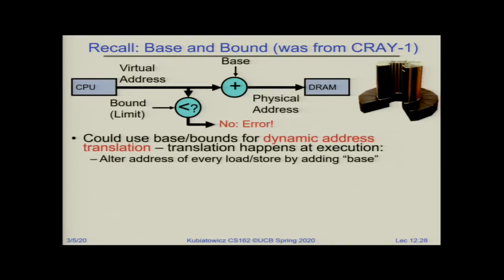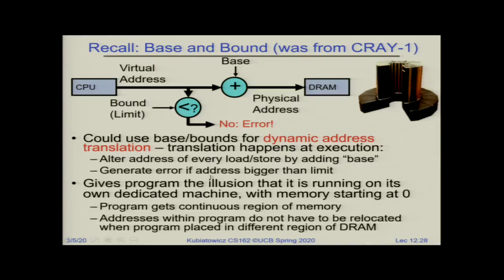And so you're using base and bounds for dynamic address translation. Translation is actually happening during execution, and we're altering the address. And we're generating an error if they try to go outside of their space. It gives the program the illusion it's running on its own dedicated machine with memory starting at 0. Okay. Does this ring a bell? It was like lecture 5, 6, somewhere in there. I know that's going way back, a month ago. Questions? I didn't talk about the Cray 1 back then, but it's a very cool machine for its day.